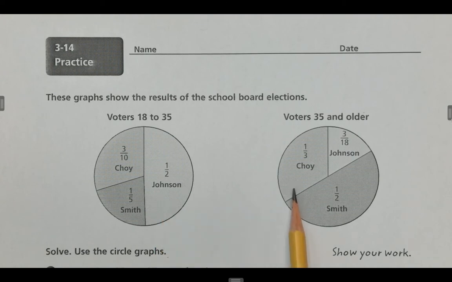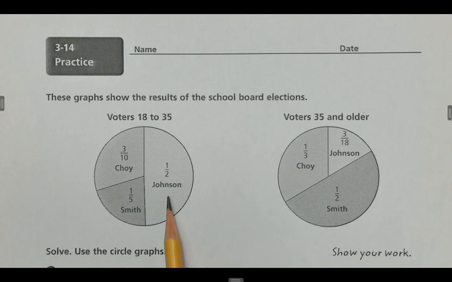We've got two pie charts. And at the top, the statement says that these graphs show the results of the school board elections. So the pie chart on the left is focused on the data or the votes from voters that are between the ages of 18 and 35, while the pie chart on the right is showing the data or the votes of those voters who are 35 years or older.